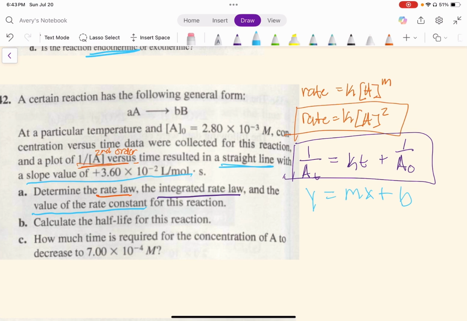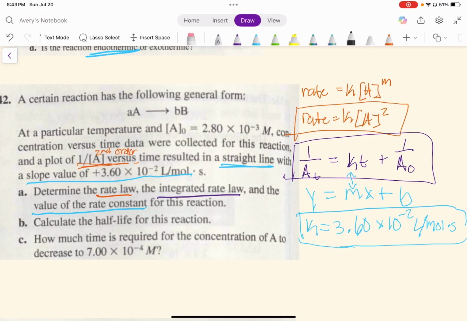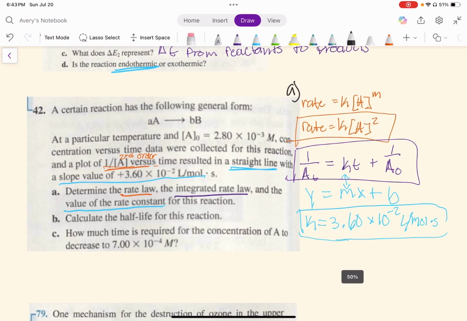Y, of course, is the y value, which is equal to m, our slope, times x, the x value, and then b is the y-intercept. So since m is our slope, whatever our slope value is going to be k, because they are the same thing. So that is how we know that k is equal to 3.60 times 10 to the power of negative 2 liters over moles per second. So that is the entire answer for A, everything that I have boxed in, and I hope that all made sense to everybody.